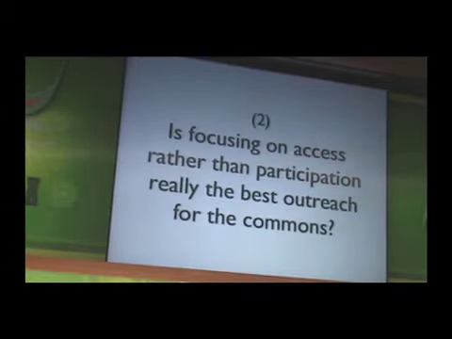Second question. Is focusing on access rather than participation really the best outreach for the commons? Now, often when we start to look at how to reach out to those countries that aren't engaged in this movement, we think, well, why don't we just give them access to all this great open and free content? But the question I ask today is: is that really the right solution to this problem?